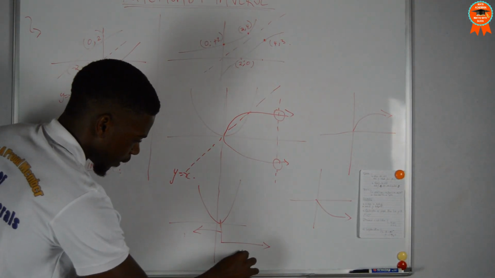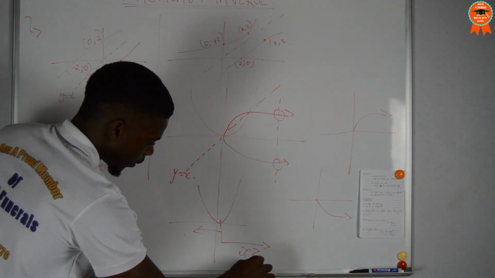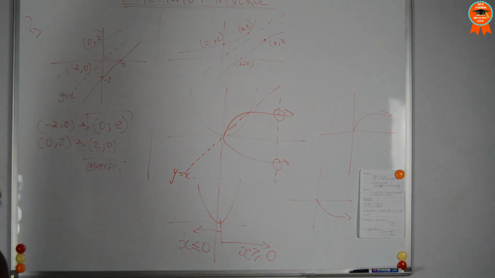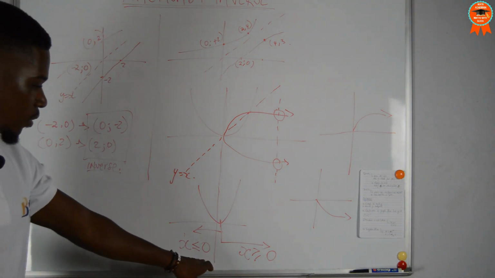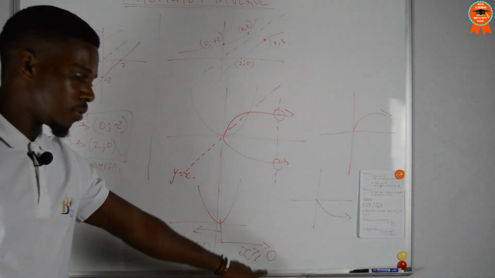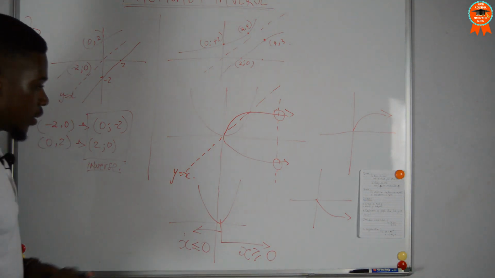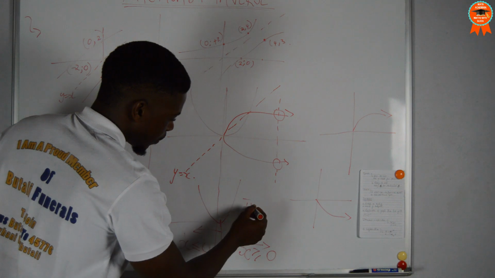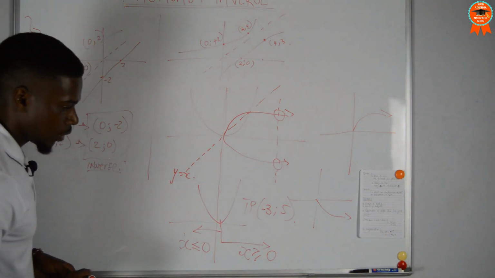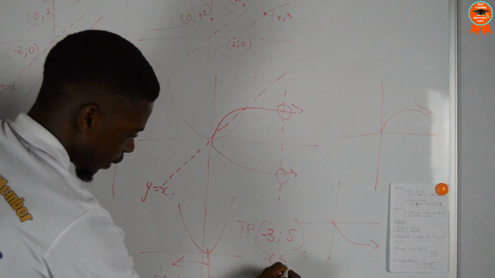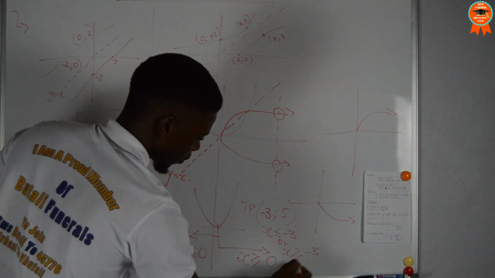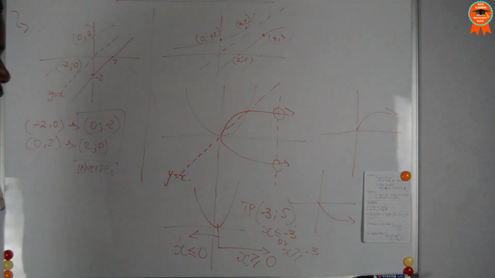So we are going to say that to the right, x is greater than or equal to 0. To the left, x is less than or equal to 0. That is our restriction. x is less than or equal to the x value of the turning point, or x is greater than or equal to the x value of the turning point. Let's say the turning point, TP, was (-3, 5). So then how do I restrict this one? x is less than or equal to -3, or x is greater than or equal to -3. As simple as that.